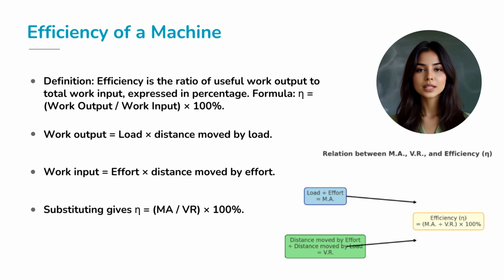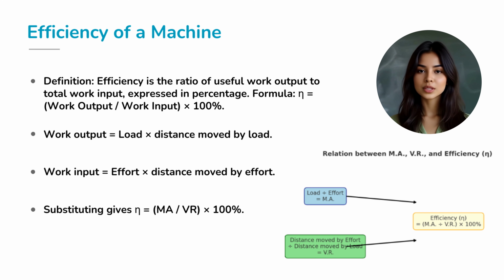Now let us define efficiency. Efficiency tells us how effectively a machine converts the input work into useful output work. It is given by the ratio of work output to work input multiplied by 100%. In words, the formula is efficiency equals work output divided by work input multiplied by 100%.